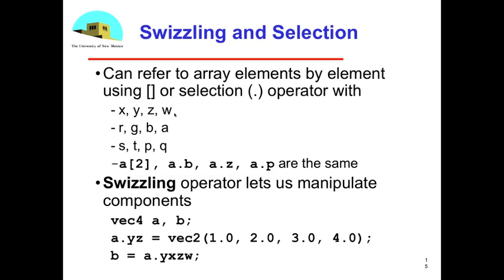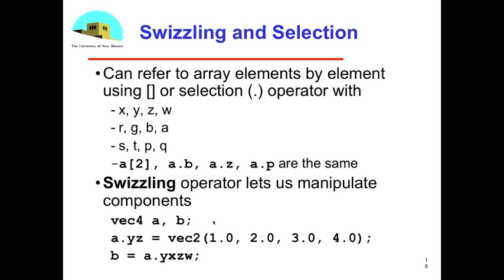Later, when we talk about texture coordinates, the convention for texture coordinates is to use STPQ. Notice that none of these letters are repeated, so a dot s would be the first component of a texture coordinate vector, and that's very, very nice.